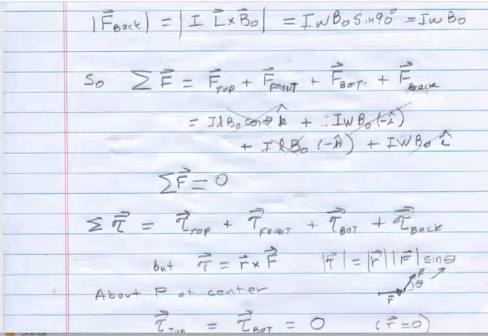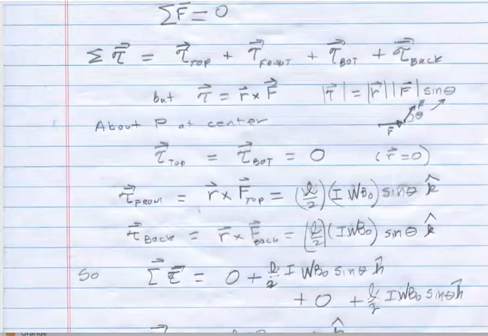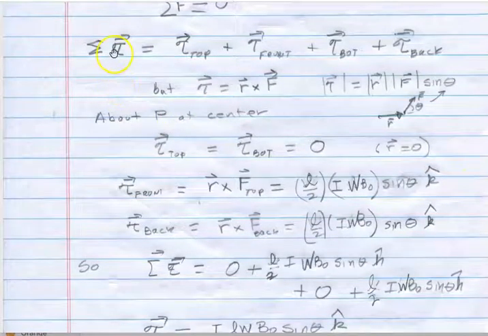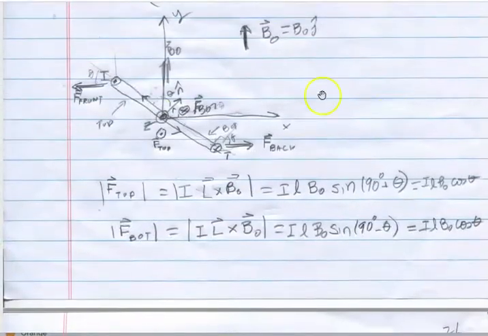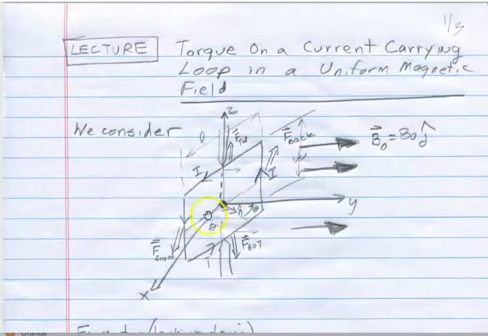We can do a similar calculation for the torques. I want to get the total torque on it, and it's going to be the torque on the top, the front, the bottom, and the back. I will take the torques. You have to specify the point that you're going to calculate torques about, and I'm going to pick right at the origin. That's going to be the point P to calculate torques about.